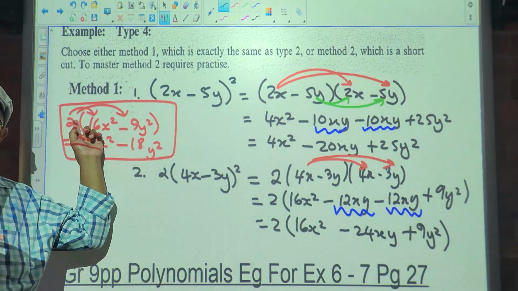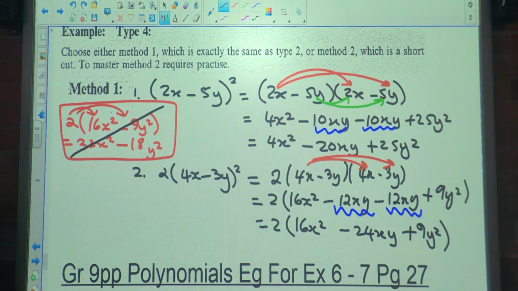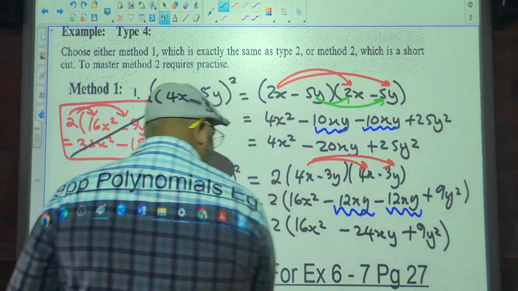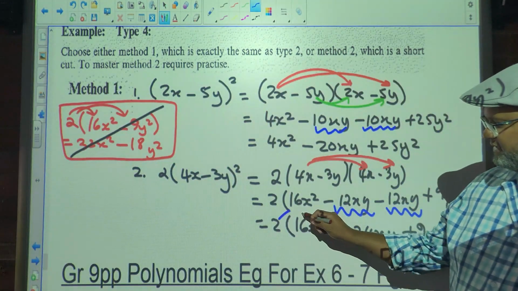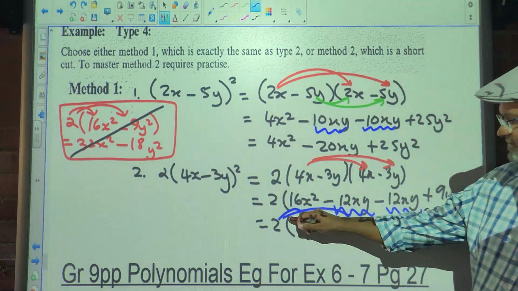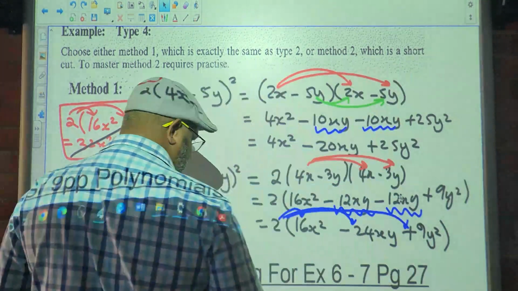So are you going to apply this method? No. Okay. So now what do we do? We multiply that 2 into this bracket here. Okay. So what do we get?